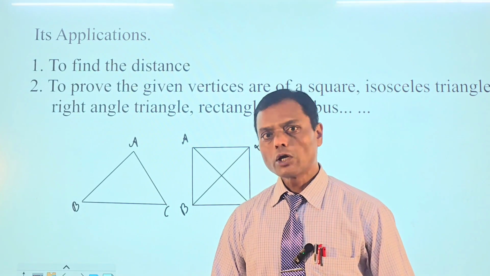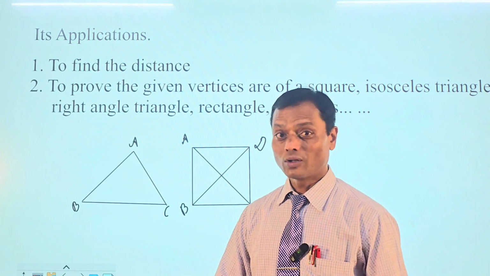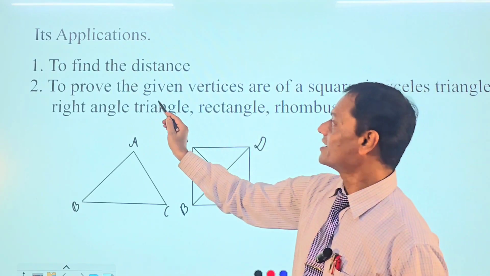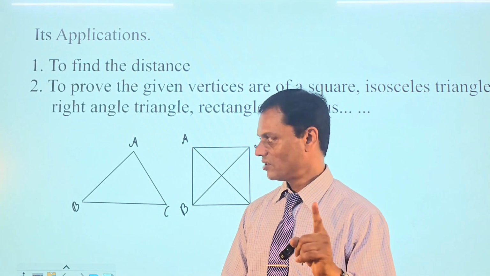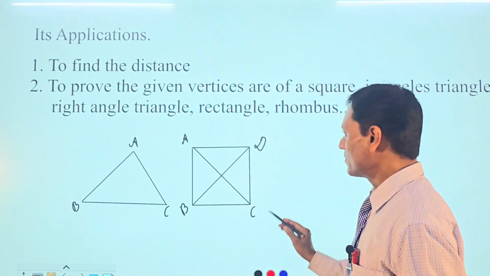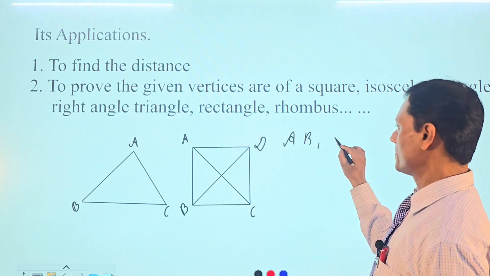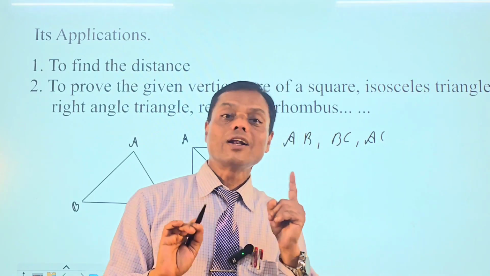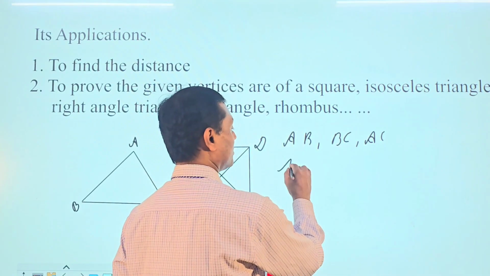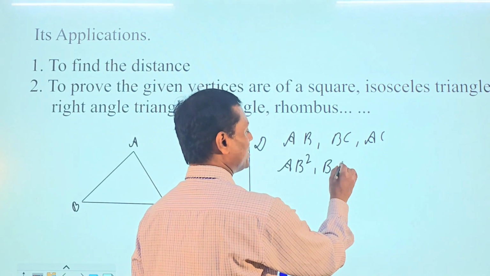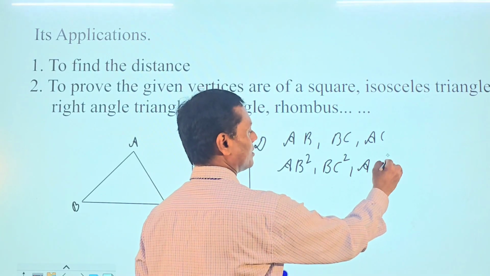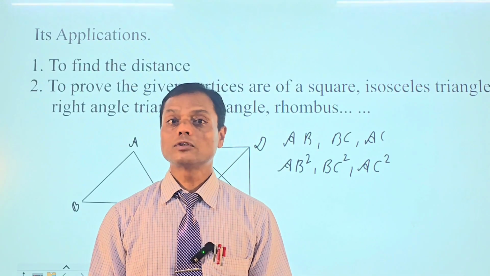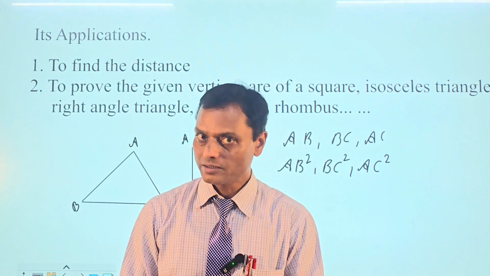If you are going to prove an equilateral triangle, then all the sides are equal, right? In the case of a right angle triangle, listen carefully, you have to find all the sides, that's AB, BC and AC, don't forget, and find all the sides squared, that is AB square, BC square and AC square.